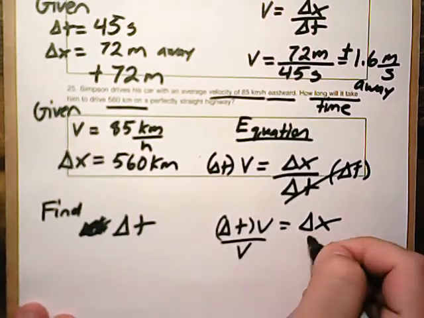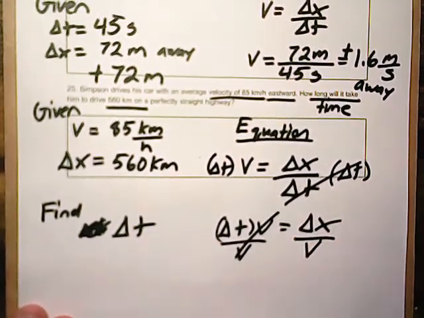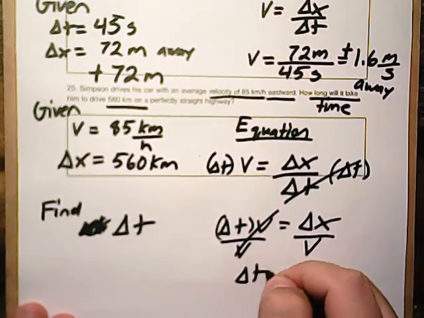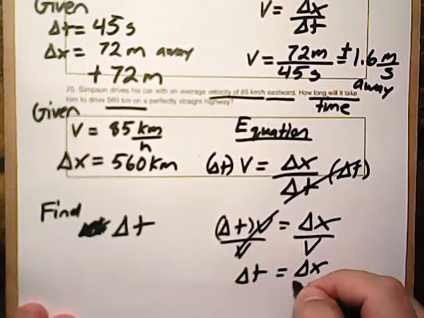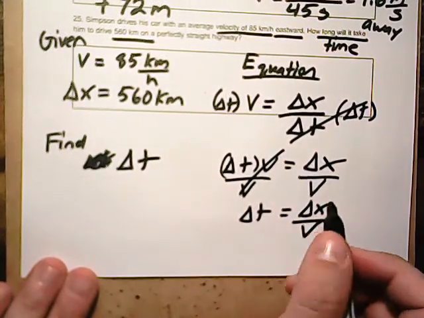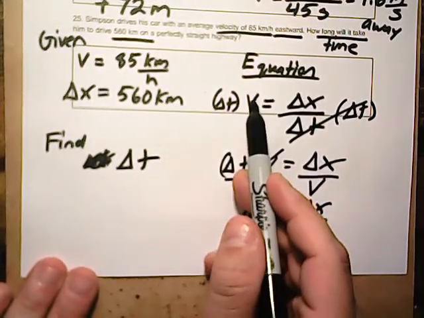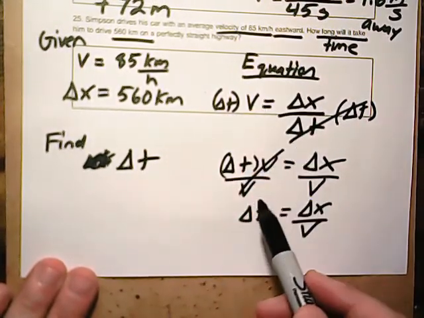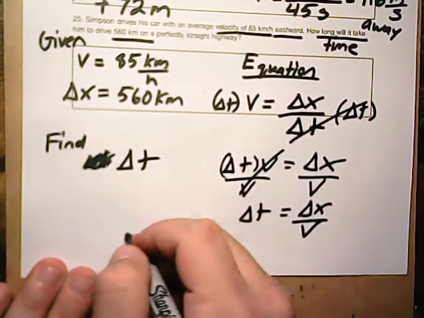We're going to divide this side by v and this side by v to get rid of that. So we get delta t is equal to delta x over v. Or we can just say that v and t switch places. v and t switch places.